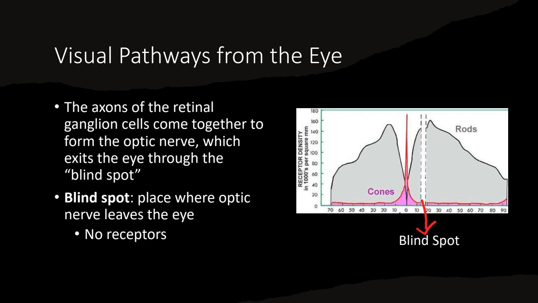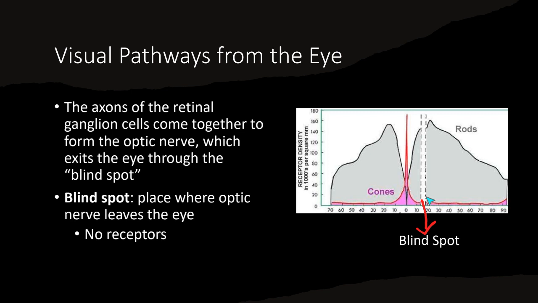So let's first start looking at the optic nerve. When I showed this image showing the distribution of cones and the distribution of rods, you may have noticed this little section here with the broken lines. What is that? Well, the axons of the retinal ganglion cells come together to form the optic nerve.